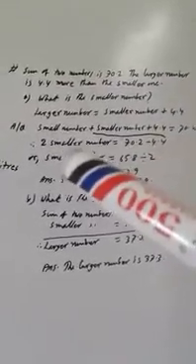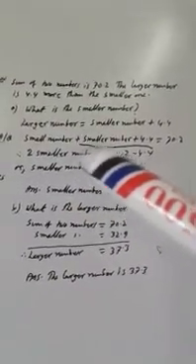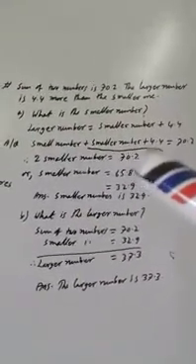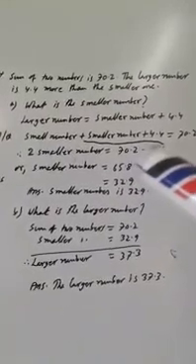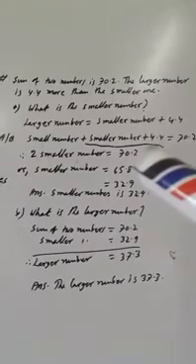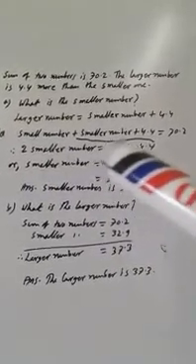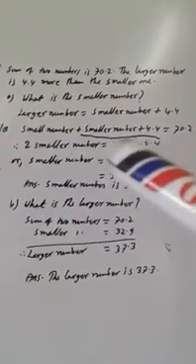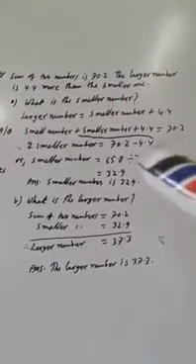Another way I will show you. The larger number is 4.4 more than the smaller number, so the larger number equals the smaller number plus 4.4. The smaller number plus the larger number, that is the smaller number plus 4.4, equals 70.2.